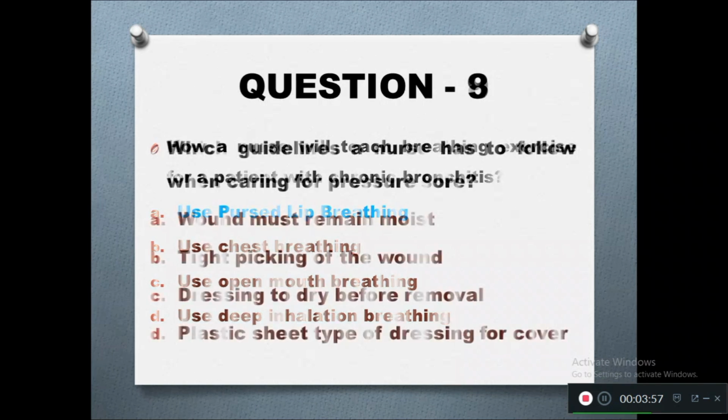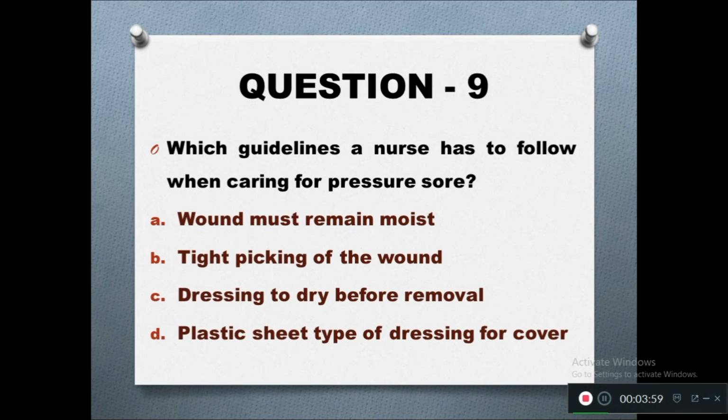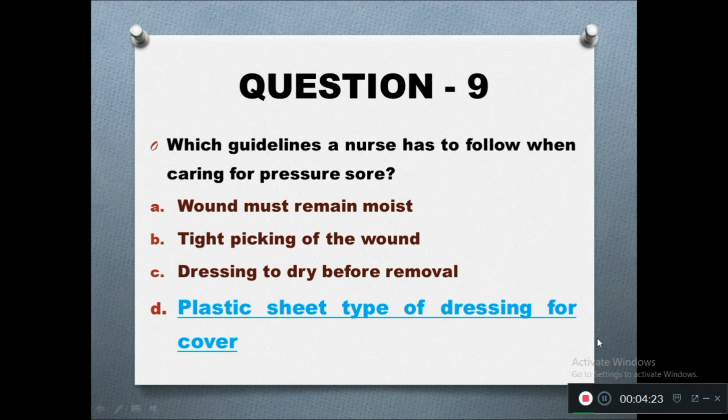And question number 9. Which guideline should a nurse follow when caring for pressure sore? Option A. Wound must remain moist. Option B. Tight packing of the wound. Option C. Dressing to dry before removal. Option D. Plastic sheet type of dressing for cover. So the answer is the fourth one. Plastic sheet type of dressing for covering the wound should be done.